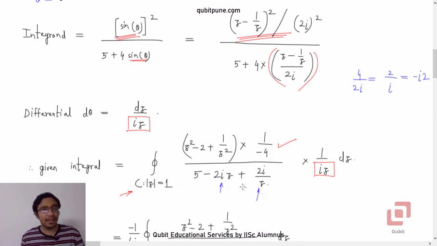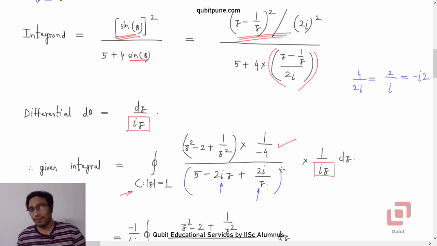Now please do these calculations carefully, because it is the denominator which is going to give us the poles. Okay, so even if one of the signs changes, you may be evaluating a different integral. Okay, fine.